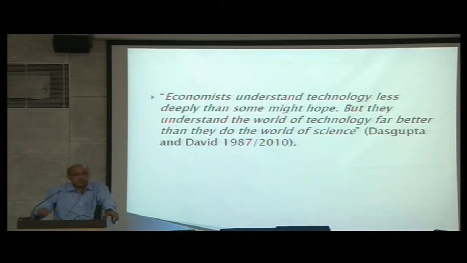Let me end with Dasgupta and David: economists understand technology less deeply than some might hope, but they understand the world of technology far better than they do the world of science. Thank you.